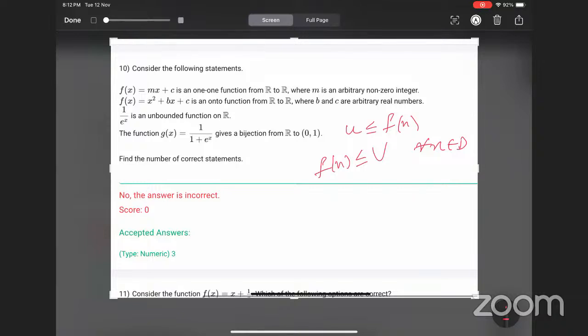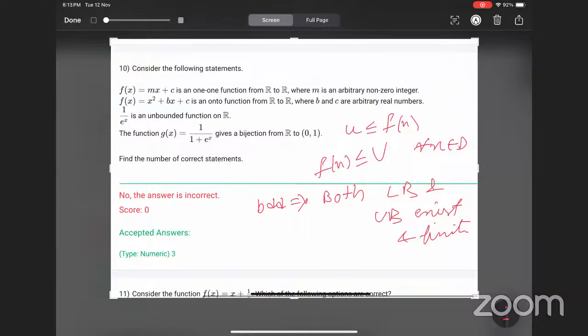If a function is bounded, it means there exists both a lower bound and an upper bound, both exist and are finite. So this is the meaning of boundedness. Now can you conclude: is 1 by e power x bounded or not? Now you know the meaning of boundedness, right?